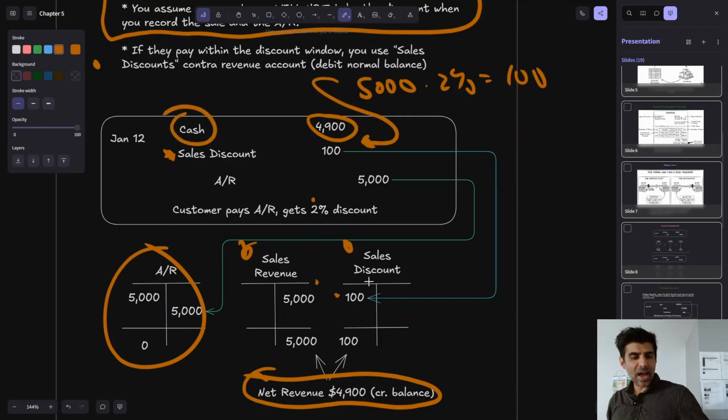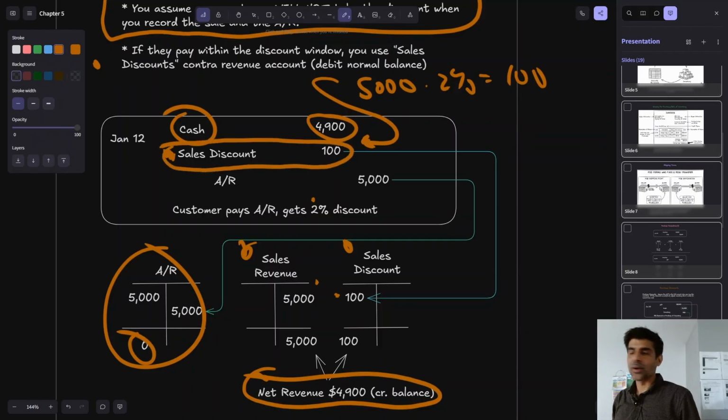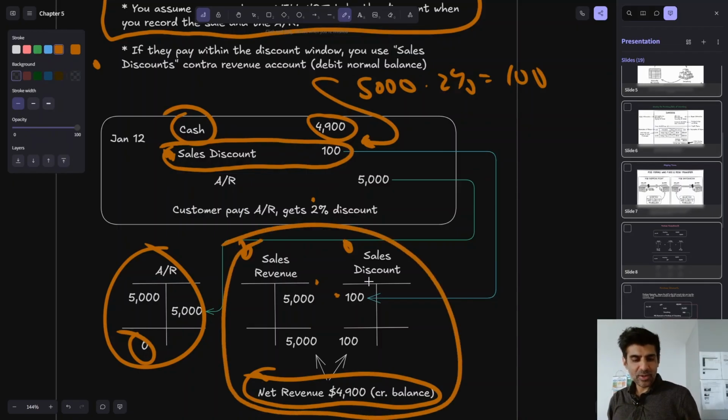So you're going to get this much cash. The accounts receivable has to go to 0 because they no longer owe you any money. And to make the journal entry balance, you need more debit. It's going to be $100 to this contra account. And so when you group all this together, it's going to balance. It's going to actually show how much revenue you collected.